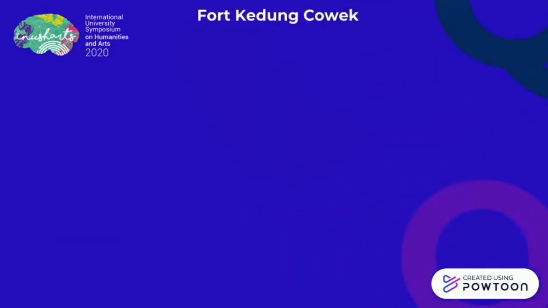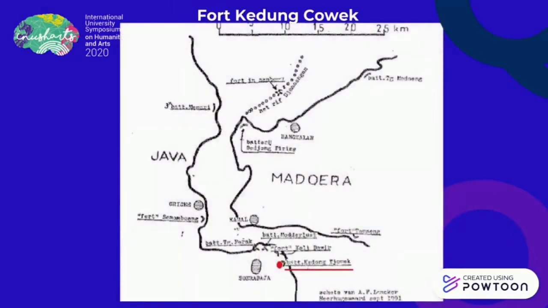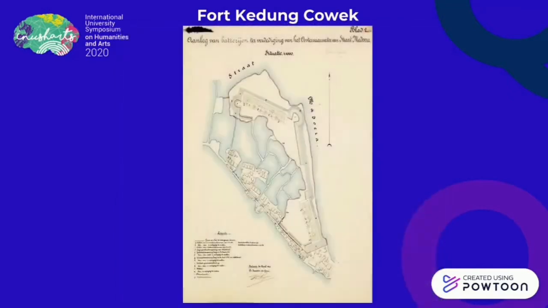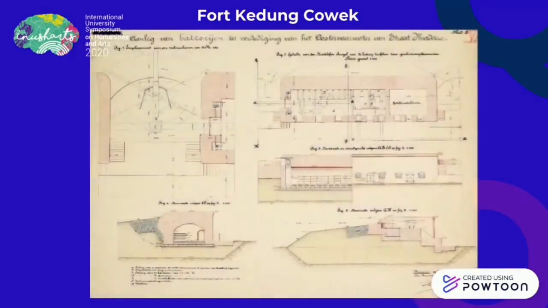Kedung Cowek Fortress is one of the Dutch fortresses located on the northeast coast of Surabaya. Through historical data in the form of archives of blueprints with a time statement of the year 1900, explaining the plan of the location and the architectural design of Fort Kedung Cowek 1 and 2.